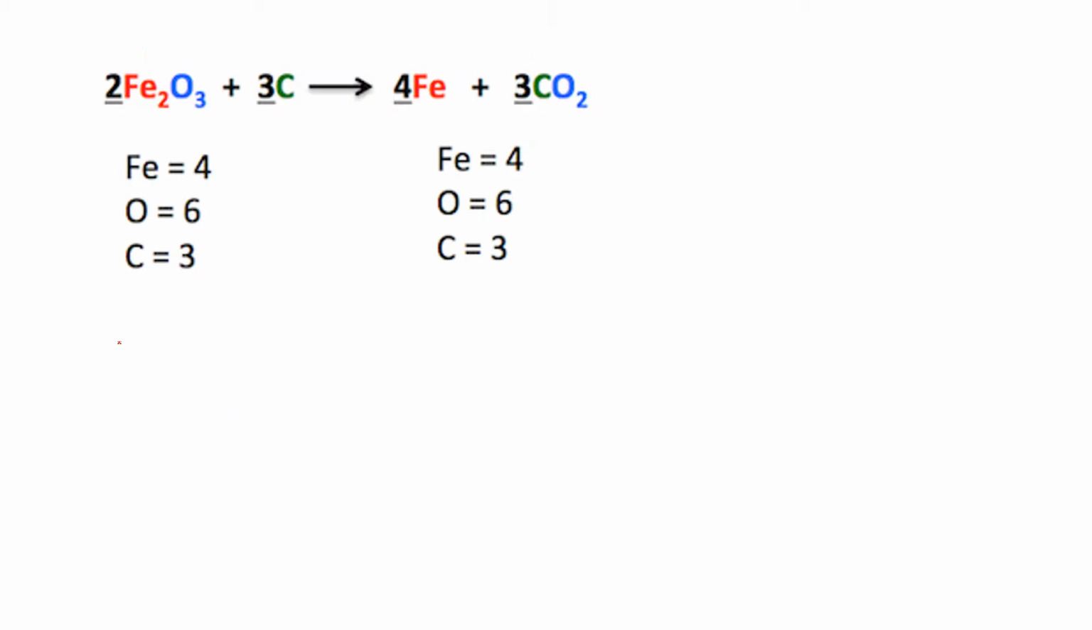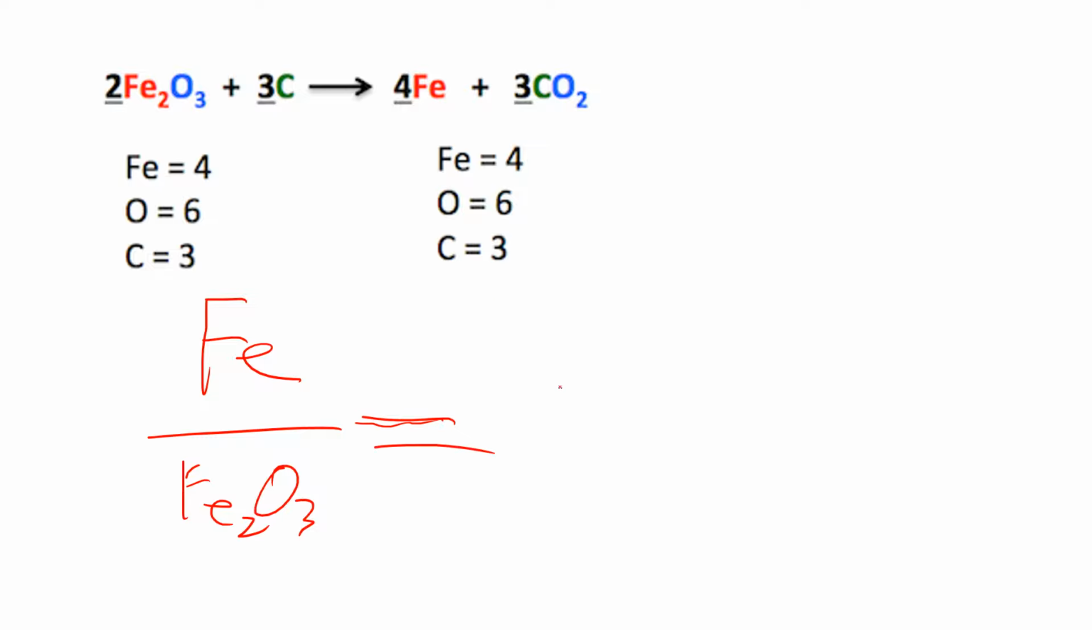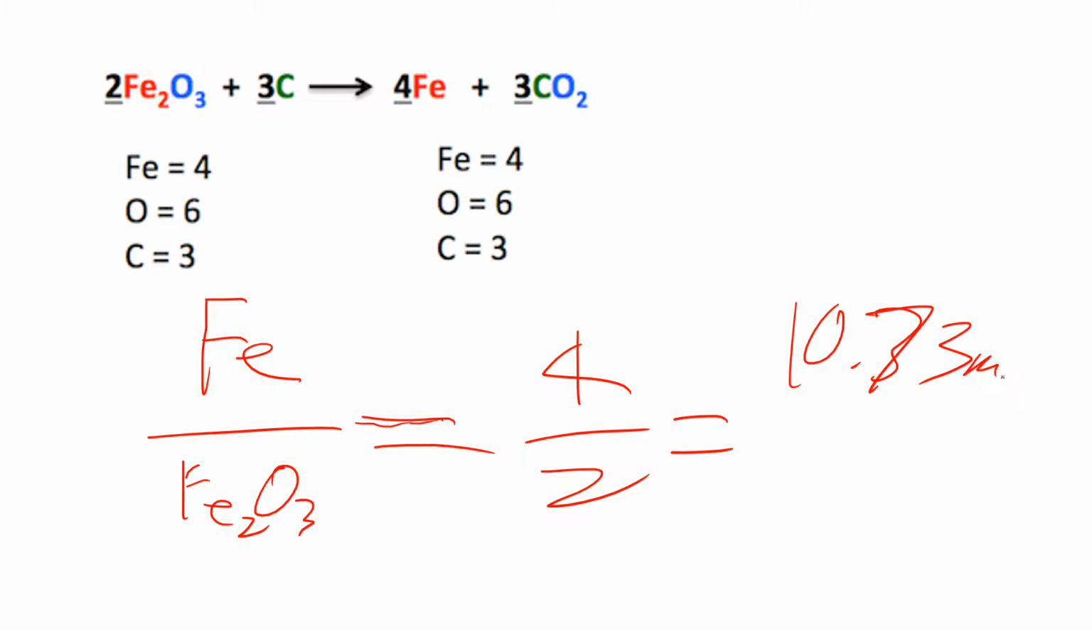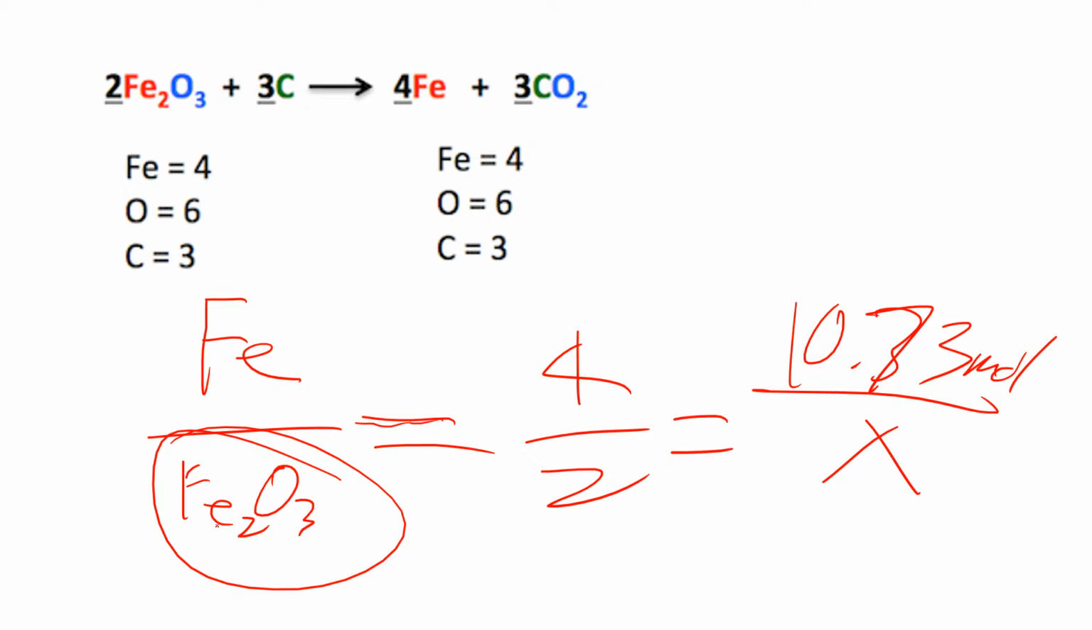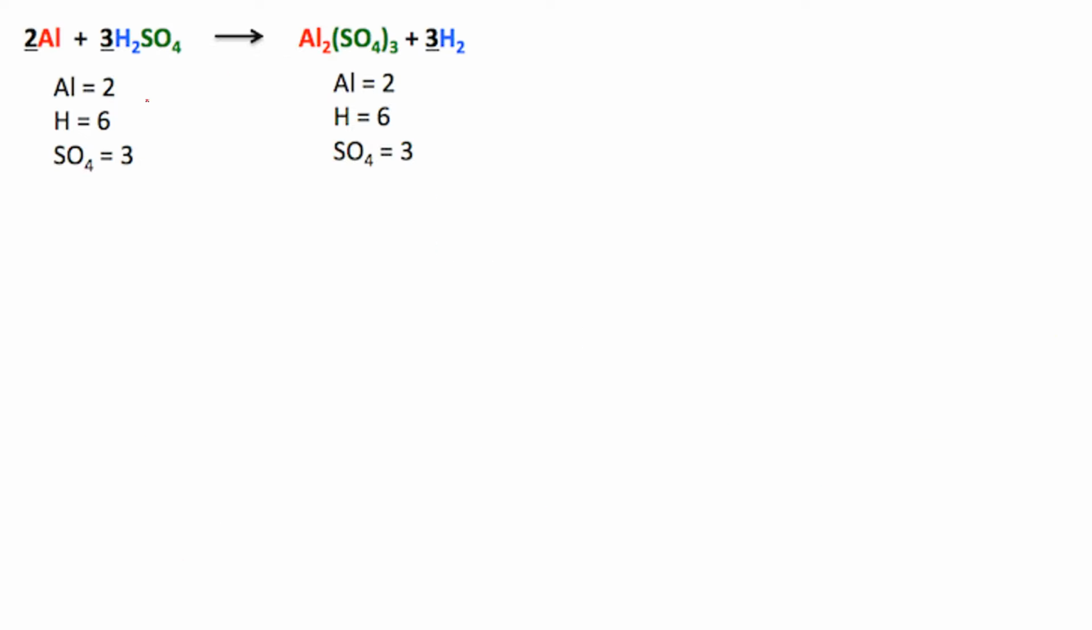Same thing with iron oxide, you would do the same mole ratio. We do Fe over Fe2O3, and this would be equal to 4 over 2. We had 10.73 moles of iron, so we want to figure out how many moles of iron oxide we have. Let's do another example. Stoichiometry lets you deal with how much you have and how much you end up with.